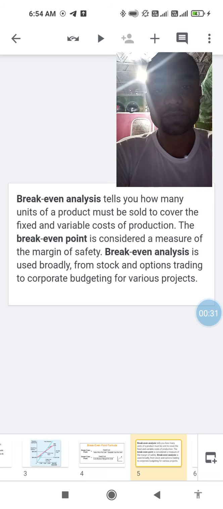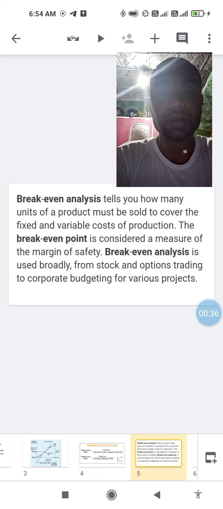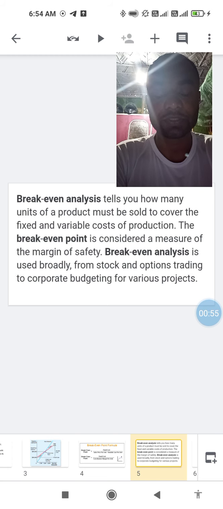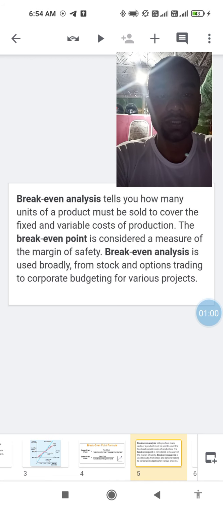Break-even analysis comes from the word break-even, which means a point where there is no profit or no loss. Now, suppose you produce goods for 5,000 and you sell them for 5,000, then we can call it the break-even point because there is no profit or no loss. And this analysis is made on how many units must be sold to cover the fixed and variable cost.